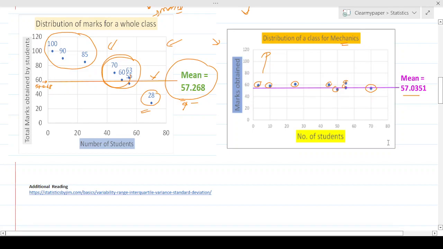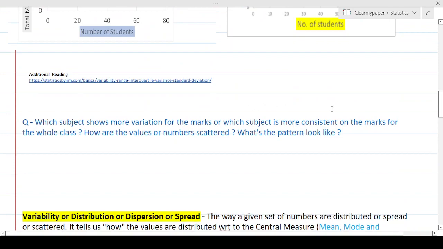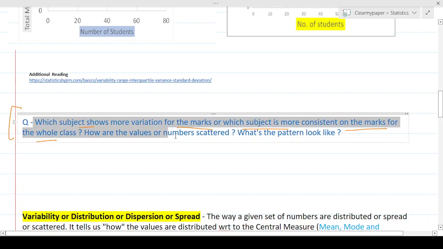So that tells us the type of pattern we get in terms of how the marks are scattered with respect to a central tendency measure. In this case, we took the mean. Okay, and that answers this question. What we're asking here is, which subject shows more variation in the marks, or which subject is more consistent on the marks for the whole class? How are the values scattered, and what does the pattern look like? These are different questions meaning the same thing. I've just used different words to give a flavor and better understanding.